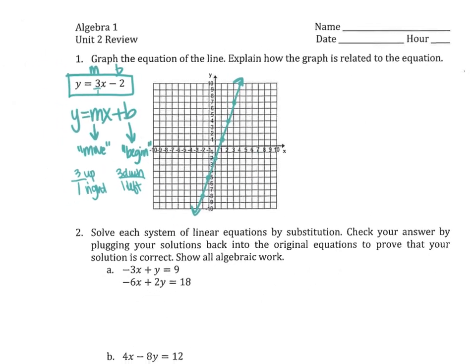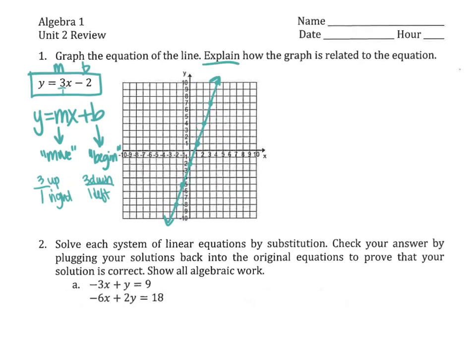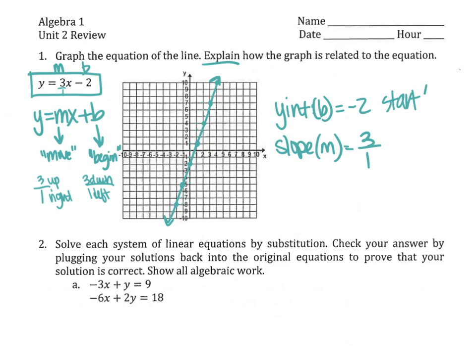Okay, really what you can say for your explanation part is just something about the y-intercept, or the b, is negative 2, and the slope, or the m, is 3 over 1. There's a few things you could say there. You could say negative 2 is where you start or begin. 3 is how you move. It's the rate of change. Quite a few things that I would accept on that.